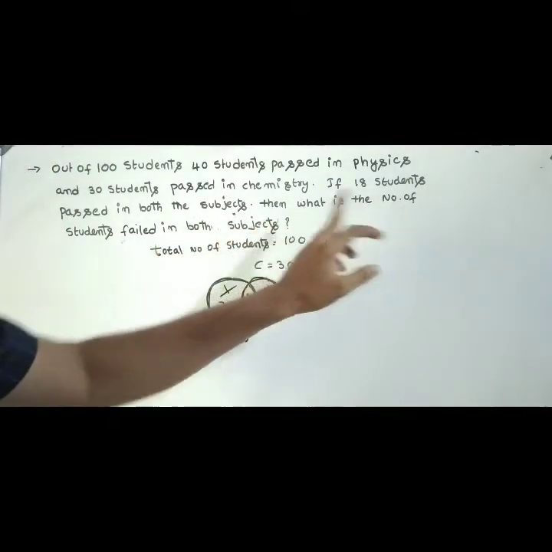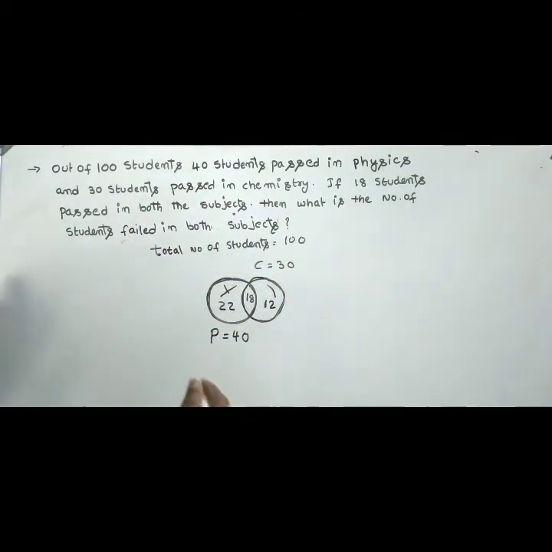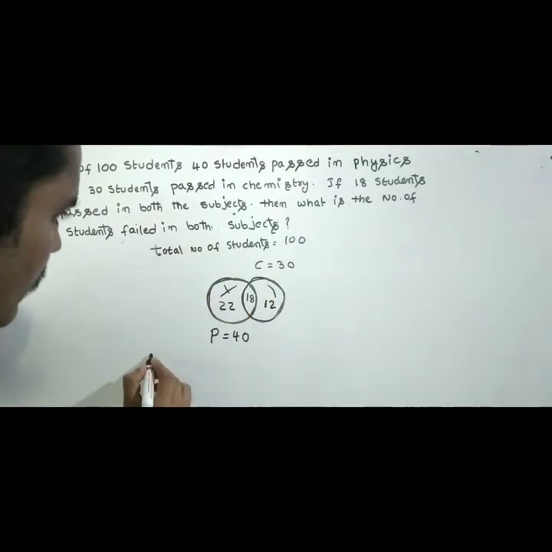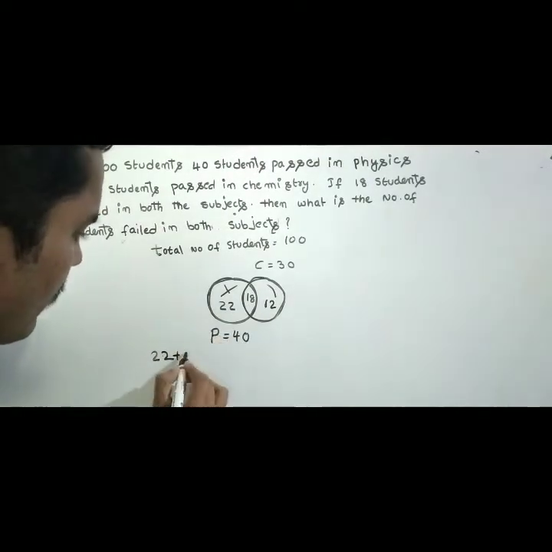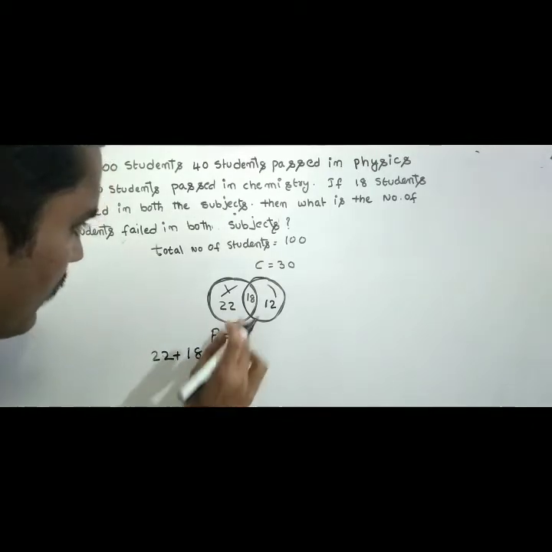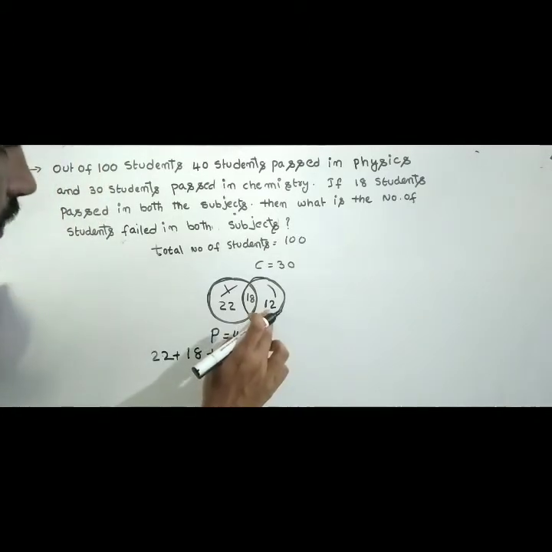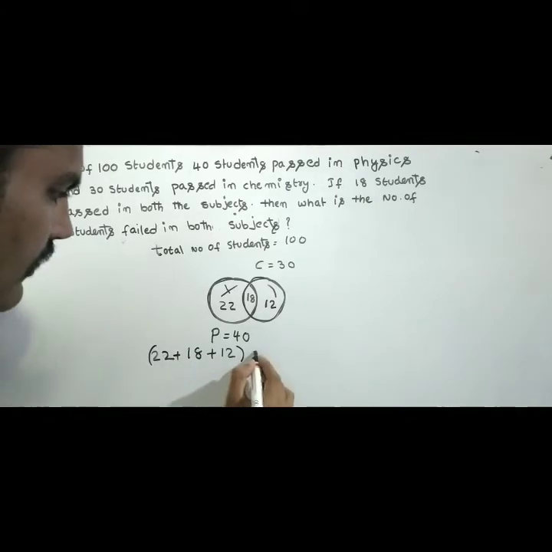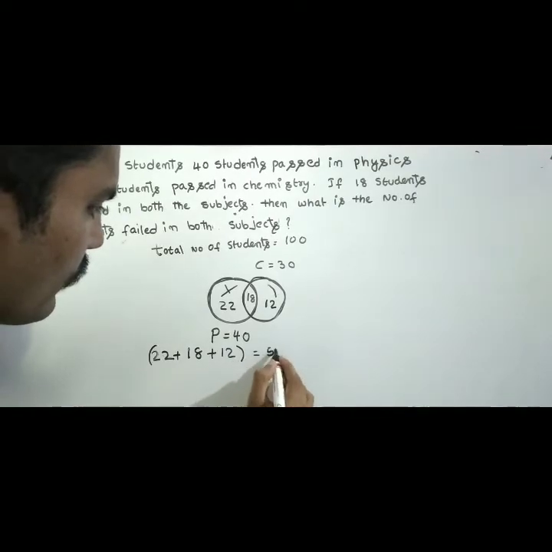Now we will come to the answer. What is the number of the students failed in both the subjects? See friends, total number of the students how much? 100. Here total passed students how much? 22 only passed in physics plus 18 passed in both subjects plus 12 passed in only chemistry. This is the total number of the students passed in the examination. How many? 22 plus 18, 40 plus 12, 52.